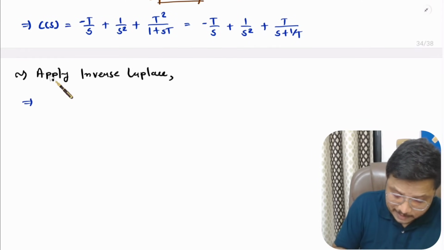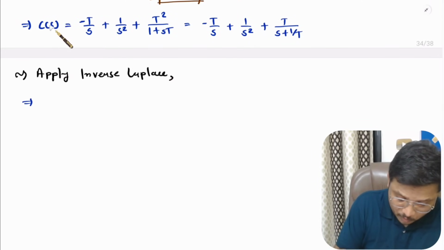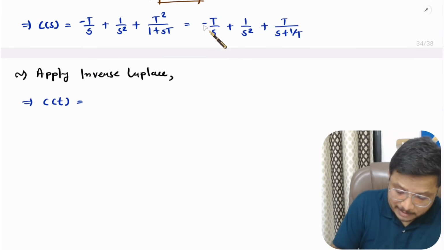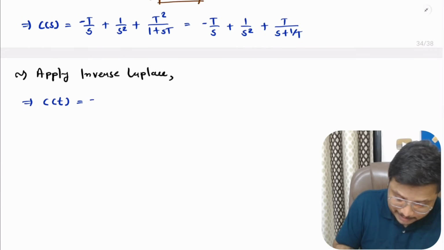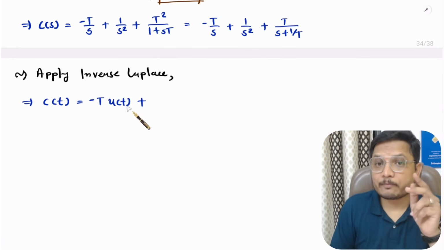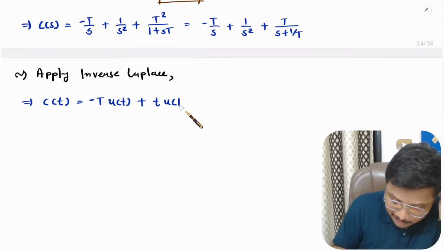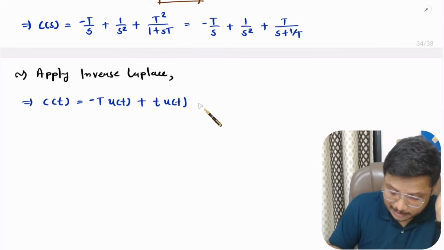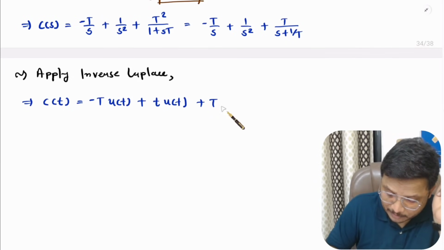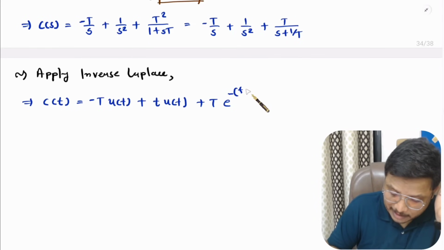After applying inverse Laplace, we will have output in terms of time domain. That will be minus T by s, so minus T into u of t. Here we have 1 by s square, which is the ramp signal, so we will have t into u of t, that is the ramp signal. And T is constant, and 1 by s plus 1 by T is e to the power minus t by capital T into u of t.